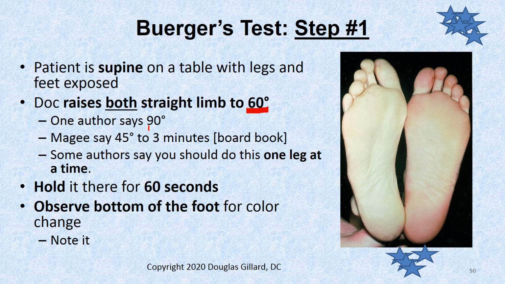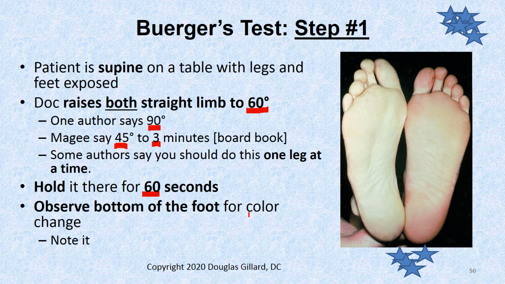Some authors say lift them to 90 degrees. Magee says lift them to 45 degrees for 3 minutes. The more evidence-based books say all you need to do is 60 seconds. And I think that's the way to go. But there's a lot of variety in this stuff. So we're going to go 60 and 60 to make it easier to remember. So you're going to lift the leg up, or if you are strong enough to lift both of them up at the same time, that's better because you can compare side to side.